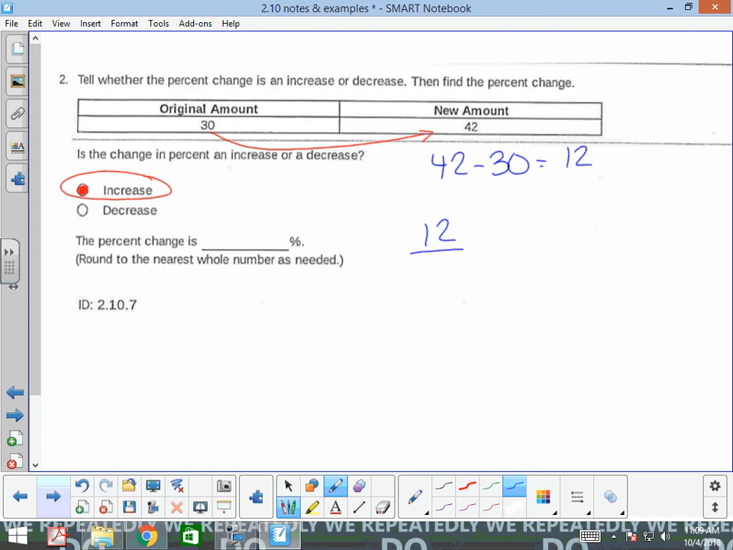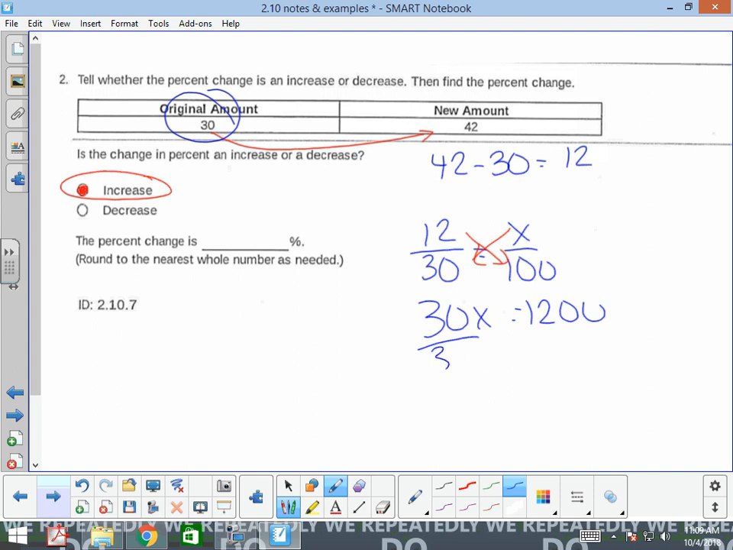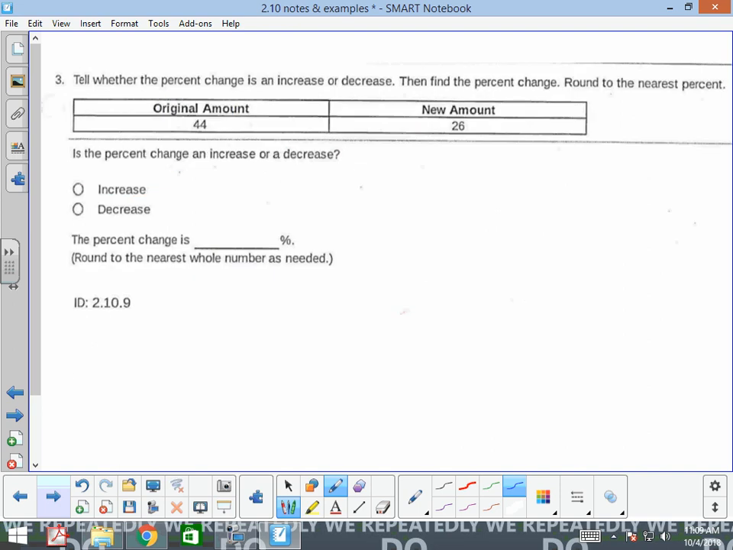All right, so 12 over the original amount. Make sure that bottom number has to be the original amount. Equals x over 100. Cross multiply. 30x equals 1,200. Divide by 30, and this one we don't even have to round because it's going to be a whole number. So x is 40. Again, they put percent, so you don't type percent. Notice again, rounding to the whole number, but we didn't have to worry about that one. All right, number 2. Tell whether the percent change is increase or decrease. Then find the percent change. It says round to the nearest percent. I will show you what that means.